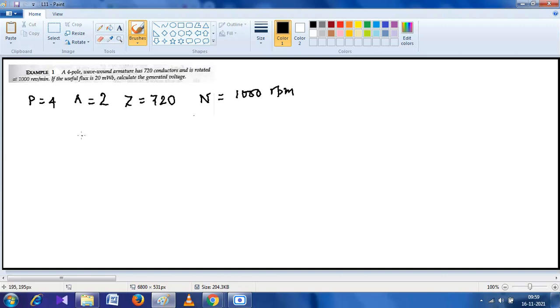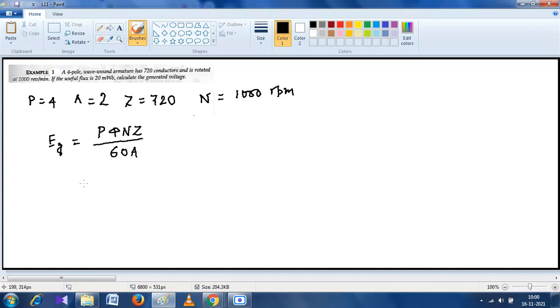Now we have to calculate the generated voltage. What is the formula of generated voltage? Eg is equal to phi Z P by 60A, that is, Eg = phi N Z P by 60A.